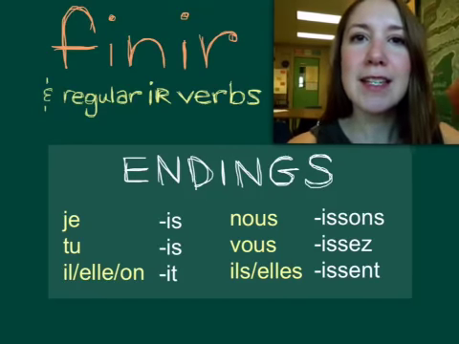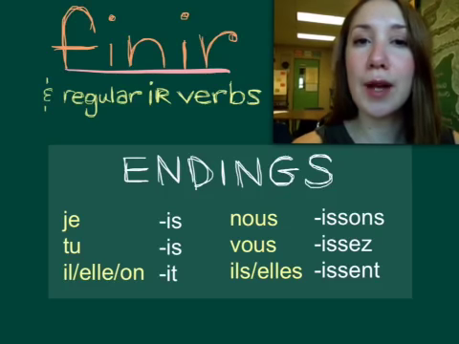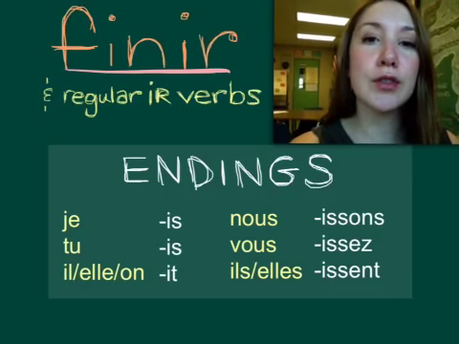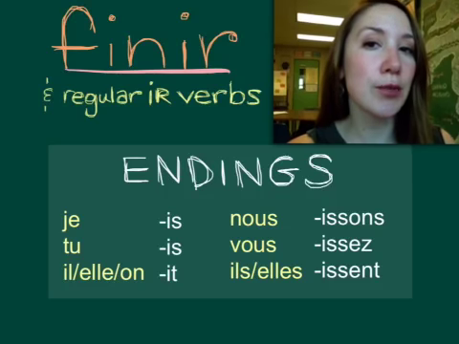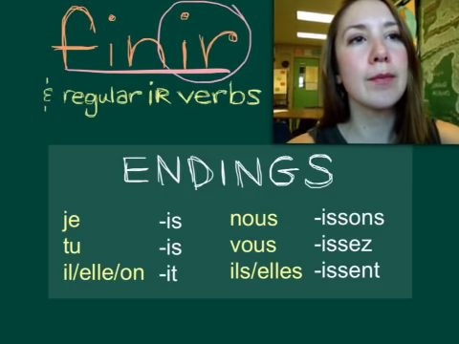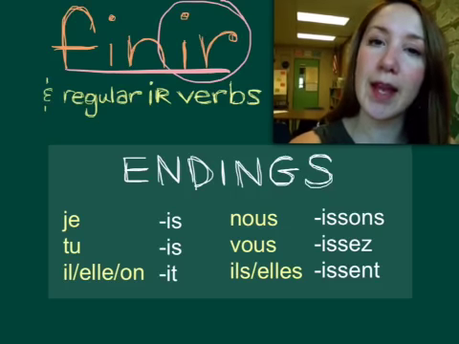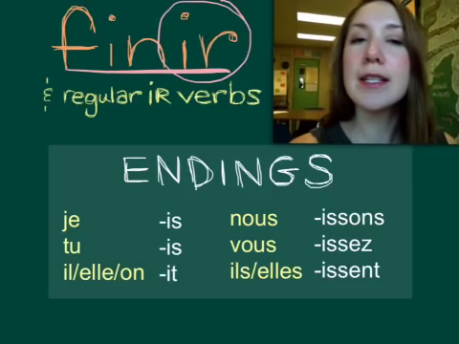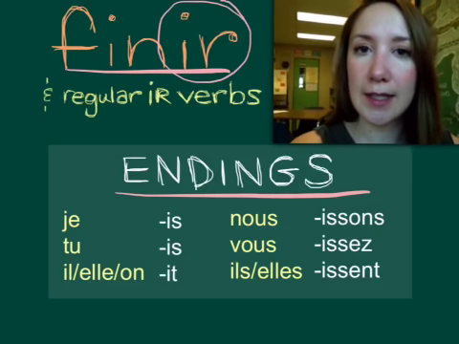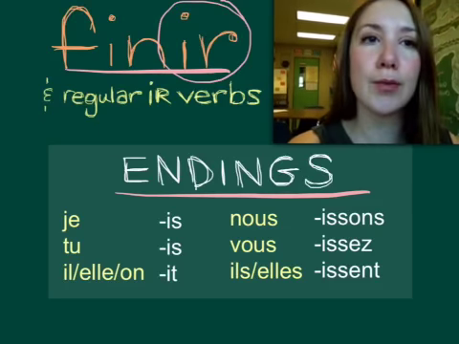Hi guys, today we're going to talk about finir and regular IR verbs. Regular IR verbs are a new type of verb that are similar to regular ER verbs. They all end in IR, but we conjugate them in a similar way by finding a stem and adding an ending. So let's take a look at the endings.